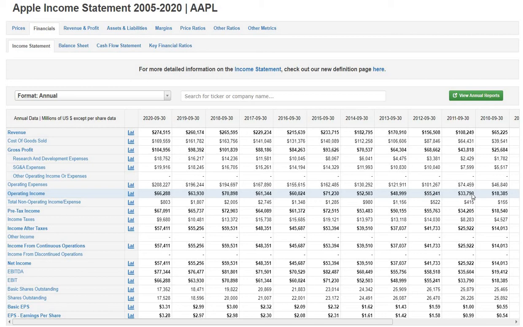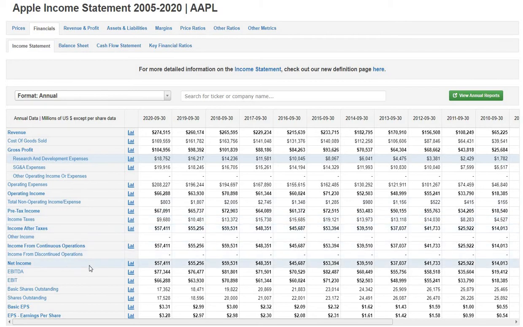However, one important thing to note is that the operating income has dropped from $71 billion in 2015 to $66 billion in 2020. The drop in operating income can be attributed to the increased spending in research and development activities. From 2015 to 2020, the R&D spend has increased by more than 15% annually.